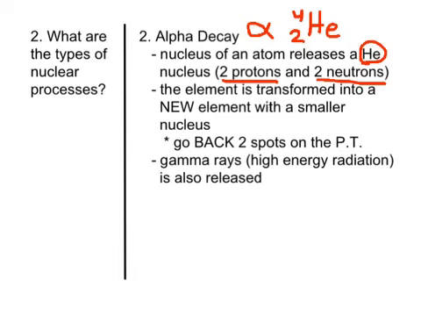So the nucleus lets off this helium nucleus, 2 protons and 2 neutrons, and what we end up with is a brand spanking new element. We always get a new element in nuclear processes, and this element is going to have a smaller nucleus since we just let out 2 protons and 2 neutrons.